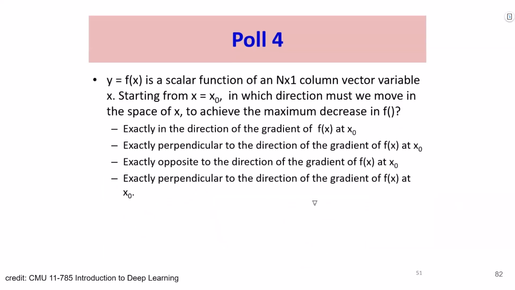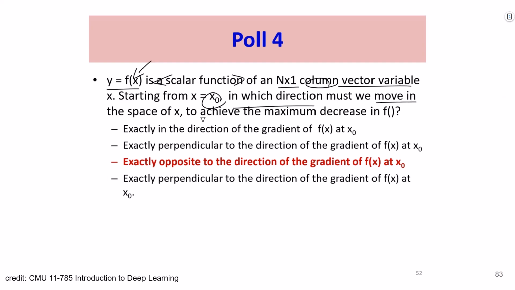This is another problem. Try to think about it on your own. Okay, let's check the answer together. The answer is the third option. The problem was y is a scalar function of an n by 1 column vector variable. So the input is a vector, and starting from x0, in which direction must we move in the space of x to achieve the maximum decrease? So we want to get the maximum decrease direction. And I told you that the direction of the gradient is the fastest increment, and exactly the opposite of the direction of the gradient results in the maximum decrease.